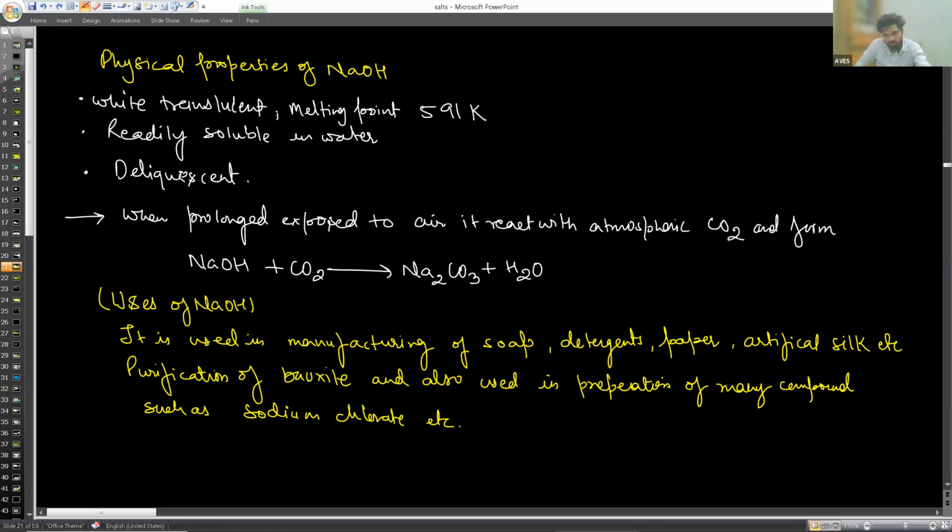Okay, so here, note down the physical properties of NaOH. White translucent, melting point at 591 Kelvin, readily soluble in water, deliquescent. When prolonged exposed to air, it reacts with atmospheric carbon dioxide and forms Na2CO3. Note it down, please, each and everything that is being written here. This is very simple, nothing to explain.